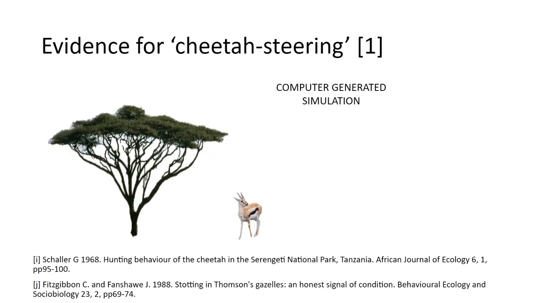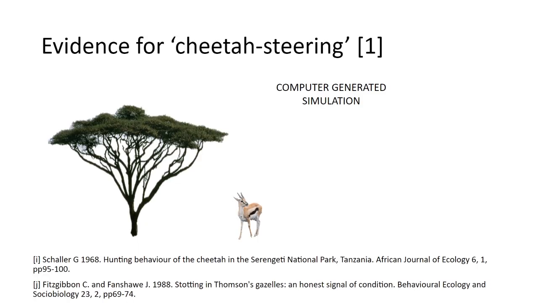So what direct evidence do we have that this happens? Well, we've got another simulation/graph/figure, you know, that thing. The Thomson's gazelle is 89% of a cheetah's diet, and they exhibit this behavior called stotting, where they jump straight up and down on the spot, much like this.